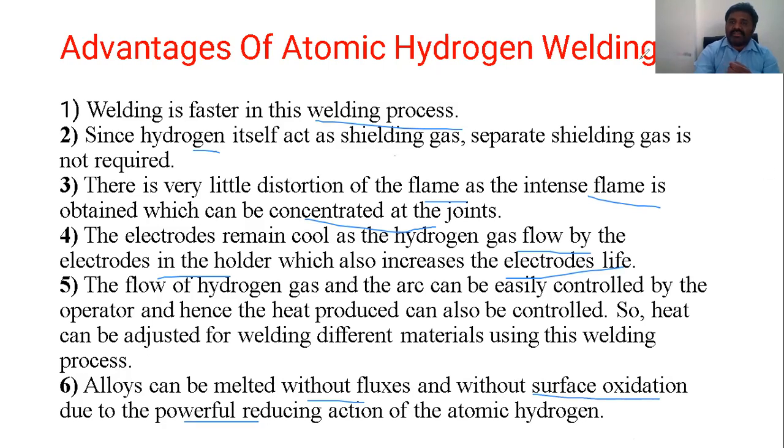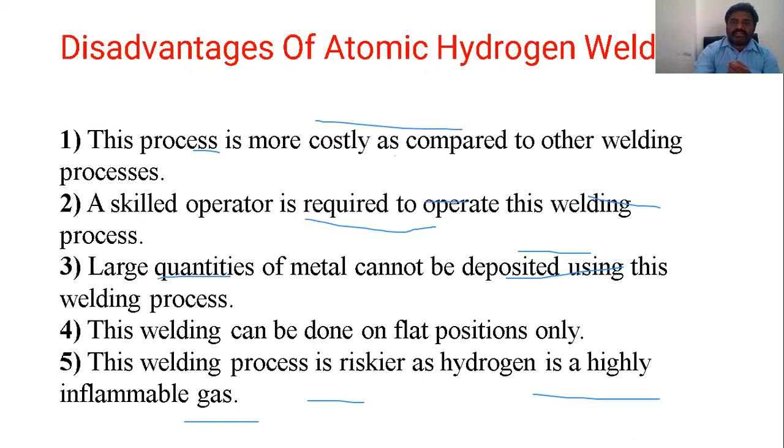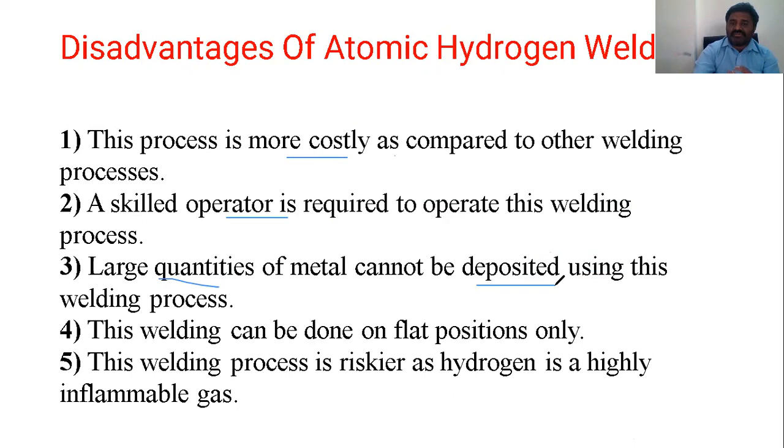Now the disadvantages. It is more costly compared to other welding processes, and a skilled operator is required. We know hydrogen is very dangerous here, and a larger quantity of metal cannot be deposited during this welding process. Welding can be done in the flat position only, because we are using two tungsten electrodes here.